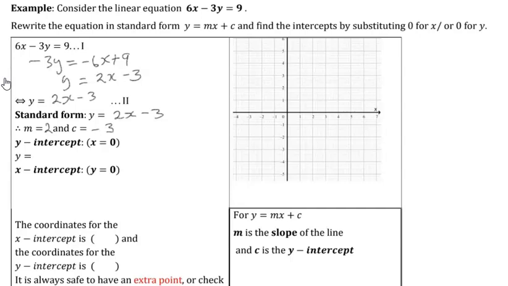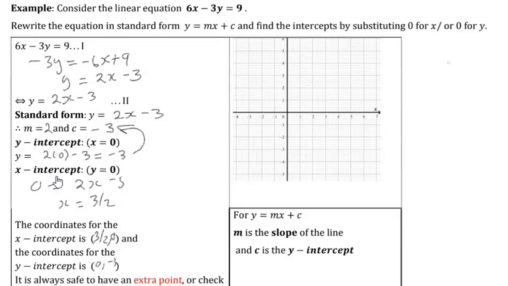If we look at the y-intercept and we put x equal to 0 into number 2, we see that y is then 2 times 0 minus 3, and that is minus 3. And that is exactly why we say that the c value is minus 3. If I then look at my x-intercept and I want to make y equal to 0, I get 0 equal to 2x minus 3, and I solve for x and I get 3 over 2. So the coordinates of the x-intercept are (3 over 2, 0), and the coordinates of the y-intercept are (0, minus 3).